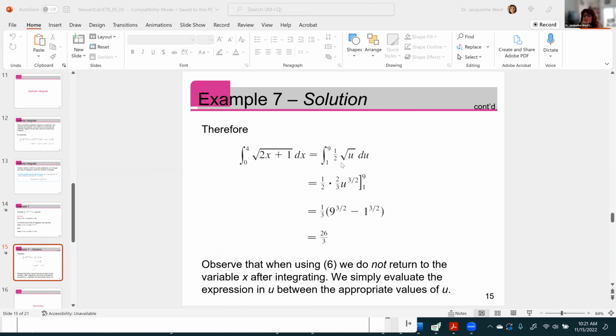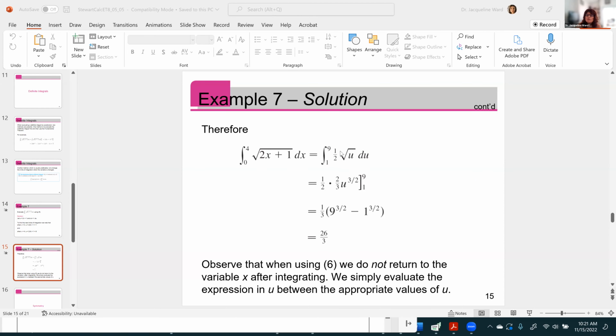So here it is on the next slide. They have the 1/2 du and the u to the half. And they changed the upper and lower limits. So here was a problem in terms of x, and we've changed it all to a problem in terms of u. And we've done this because now I know how to integrate it.